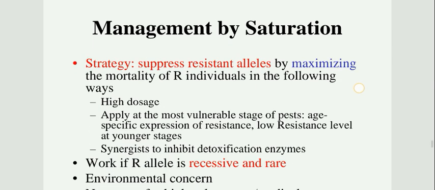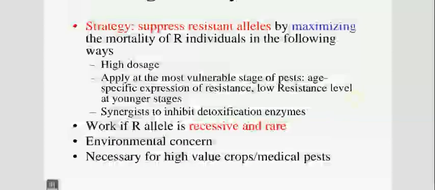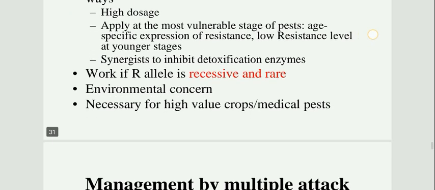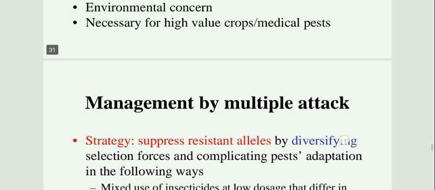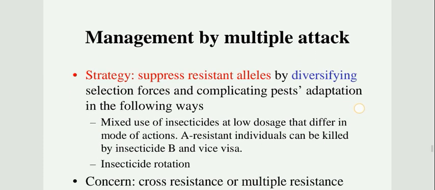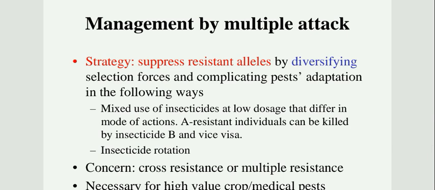Management by saturation. Suppress resistant alleles by maximizing the mortality of R individuals in the following ways: high dosage, apply at the most vulnerable stage of pests. Age-specific expression of resistance, low resistance level at higher stages. Synergists to inhibit detoxification enzymes work if R allele is recessive and rare. Environmental concern. Necessary for high value crops and medicinal plants.